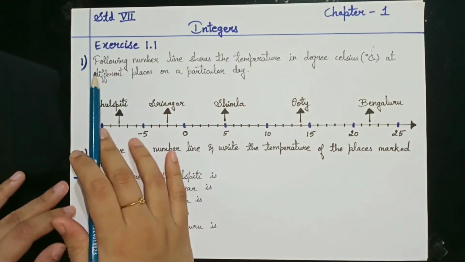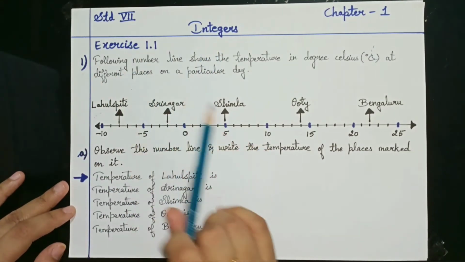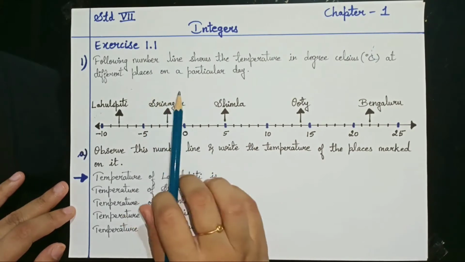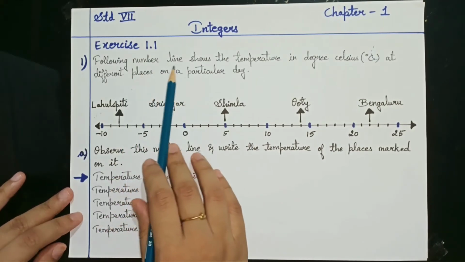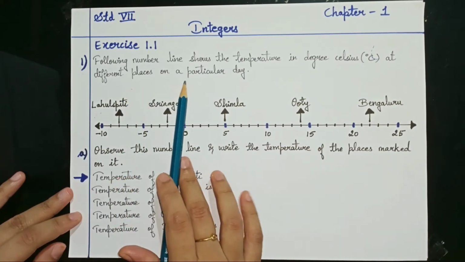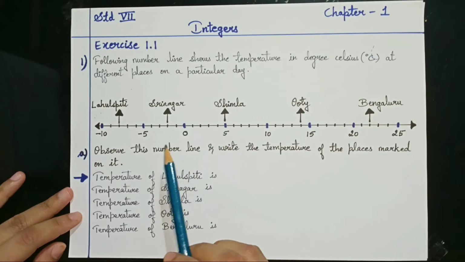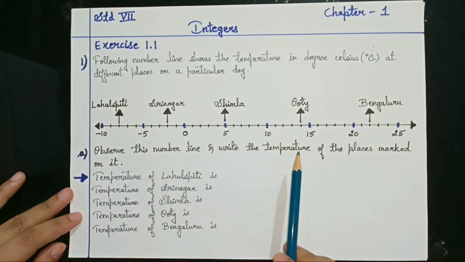In this video I'll be teaching the first sum of exercise 1.1 of the chapter Integers of standard 7th. Okay, let's see what the question tells. The following number line shows the temperature in degrees Celsius at different places on a particular day. Particular day means it is for only one day. This is the number line they have given.